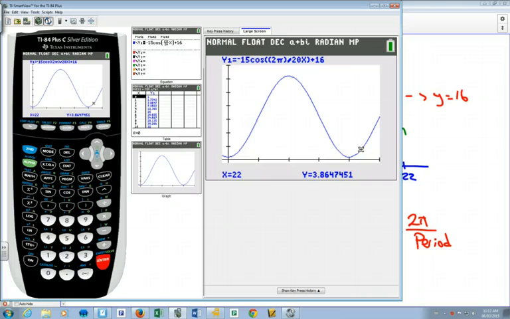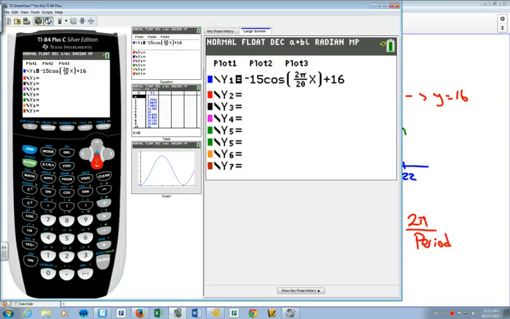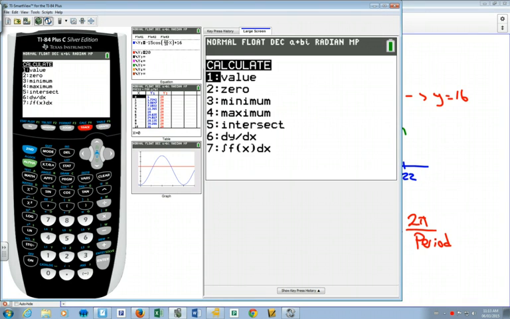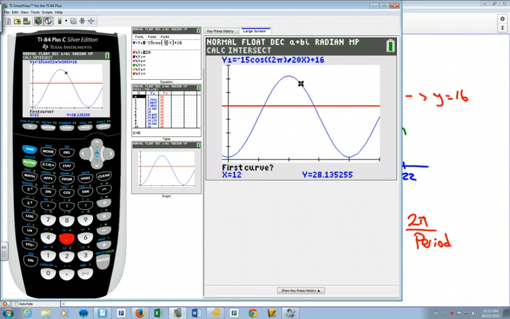Anytime you know a y value, and we saw this yesterday, anytime you know a y value, you can type that into y2. So we wanted to figure out when it was, how high? 20? At what times you were 20 above the ground? So if we hit the graph here, there's our 20. We can go second, calculate the intersection, 5, enter, enter, enter. One time is 14 seconds.